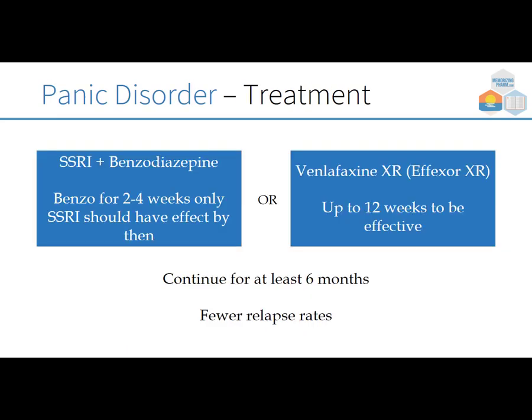To treat something like that, we would use an SSRI with a benzodiazepine. We would use the benzo for maybe 2 to 4 weeks. SSRI should have kicked in by then. Or we can use an SNRI, serotonin norepinephrine reuptake inhibitor, like venlafaxine XR, and that might take about 12 weeks to be effective. We'll continue to treat for at least 6 months, and we'll hopefully have fewer relapse rates.